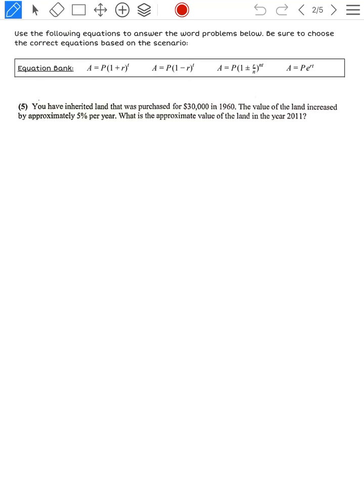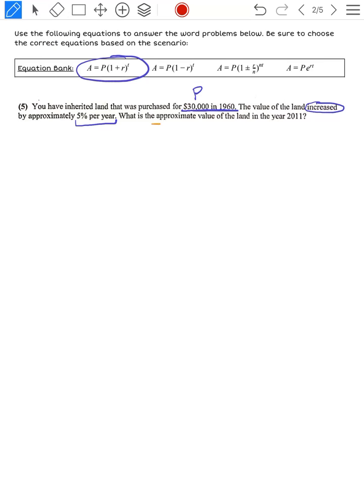So you have an inherited land that was purchased for $30,000 in 1960. So that's going to be my starting amount. That's going to be that P value. And the value of the land increased, so it's going up by approximately 5% each year. So because we are increasing each year, we're not talking about compounding interest, we're not talking about compounding continuously. My big keywords are increased each year. So I'm going to use this growth equation. And it is increasing 5% each year.